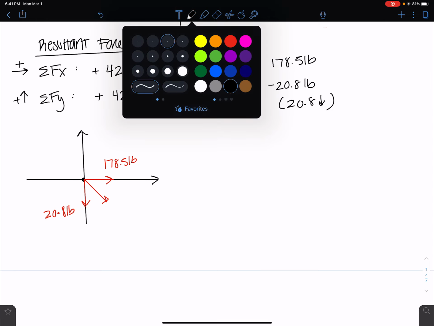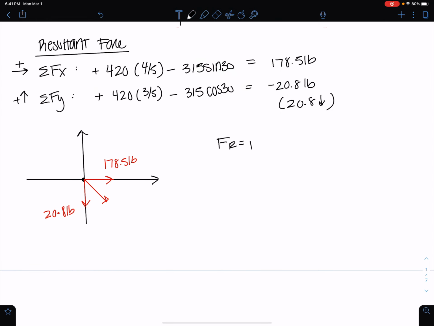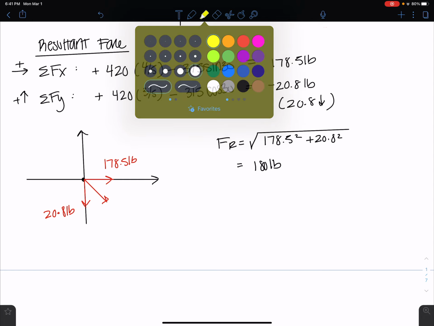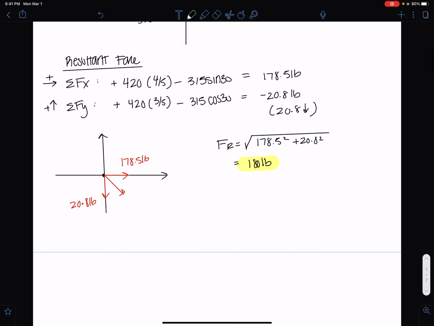So to get the resultant of two components, FR, we would take the square root of the sum of squares, and we would get 180 pounds. Next step, I want to get the theta, this angle here. That would be inverse tangent of the y component over the x component. And I would get theta is 6.65 degrees. And this was 180 pounds.